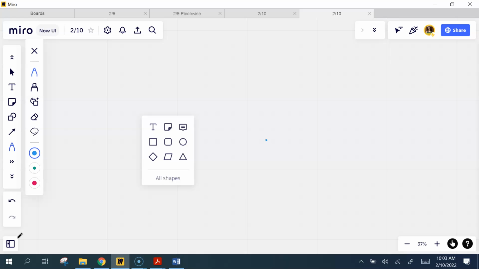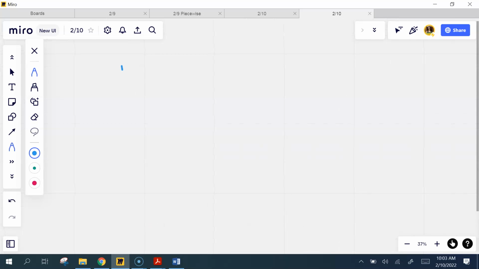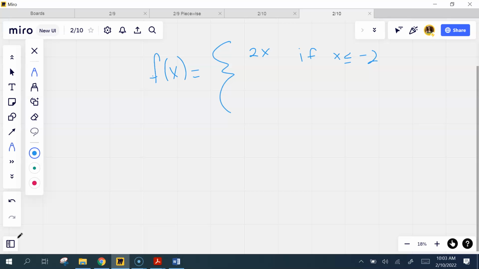f of x. So this is a three-part one. I do want to talk for just a minute about domain and range when we get there too. So 2x if x is less than or equal to negative 2. Negative 1 minus x if x is between negative 2 and 4. And negative 3 if x is greater than or equal to 4.